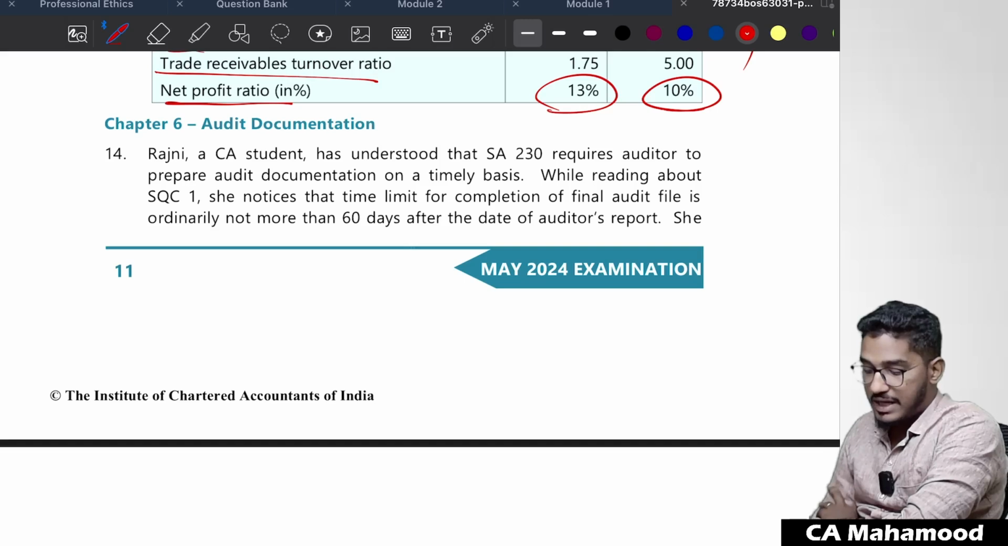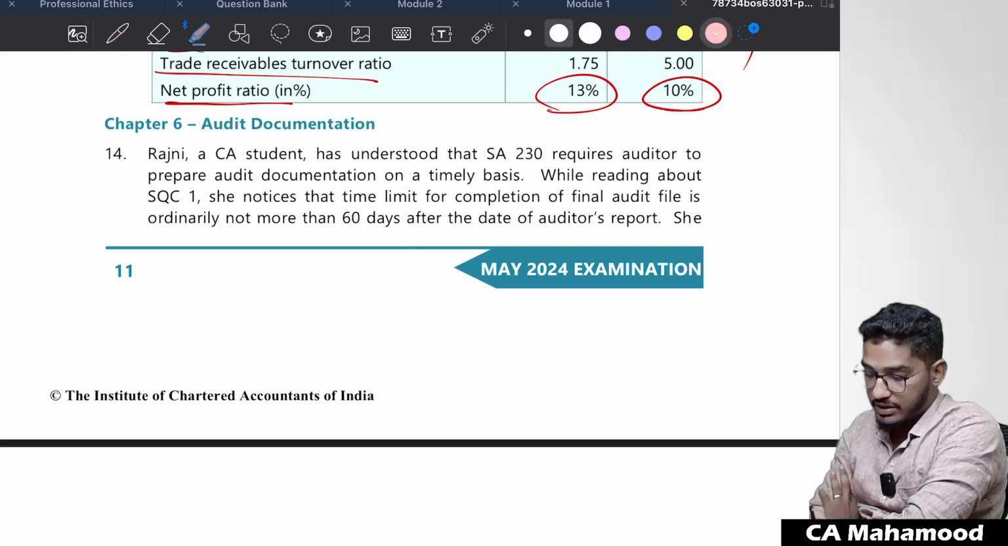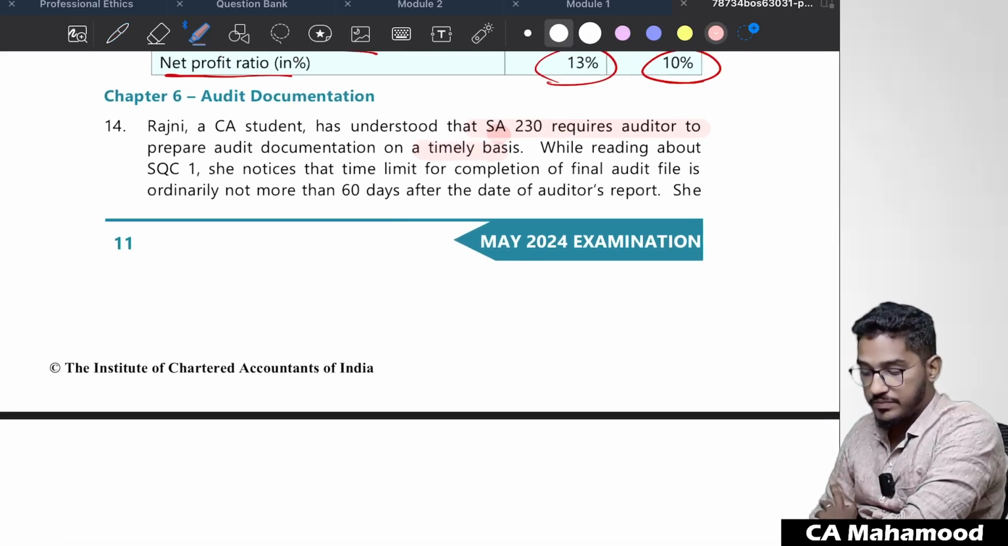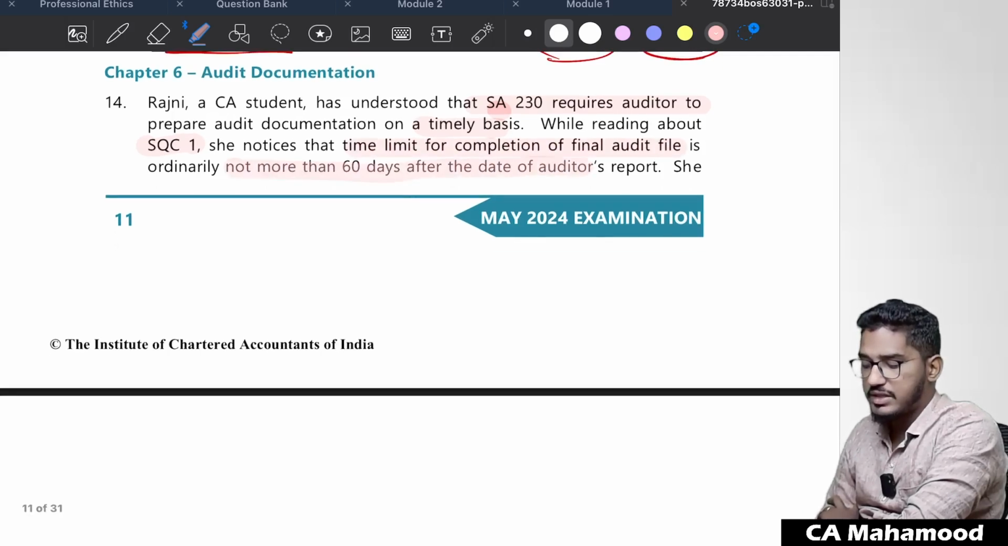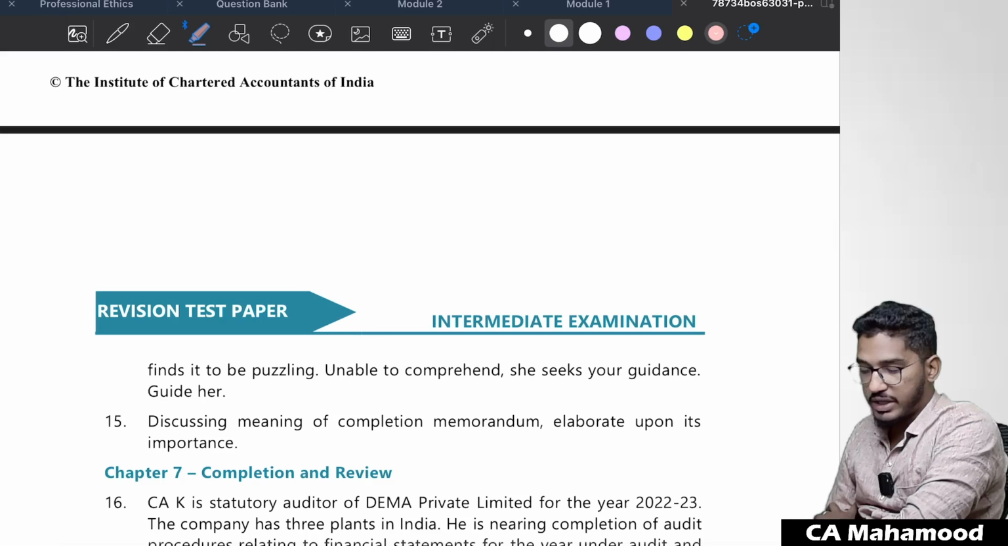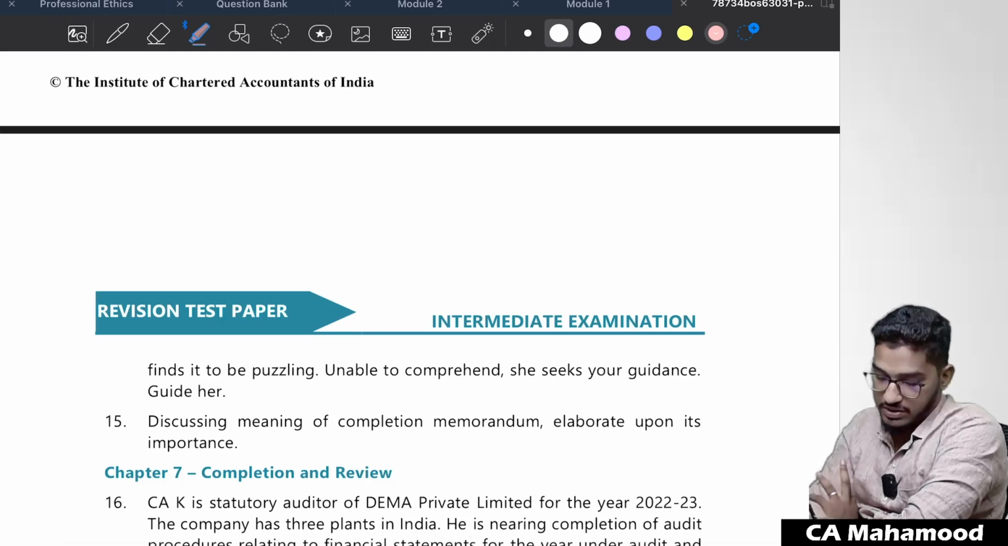Rajini, a CA student, has understood that SA 230 requires auditor to prepare audit documentation on a timely basis. While reading about SQC 1, she notices that time limit of completion of final audit file is ordinarily not more than 60 days after the date of auditor's report. She finds it to be puzzling, unable to comprehend, unable to understand. She asks your guidance. Explain.